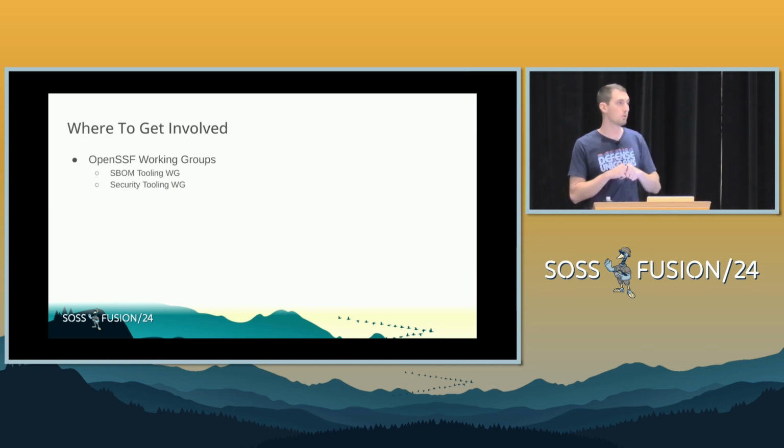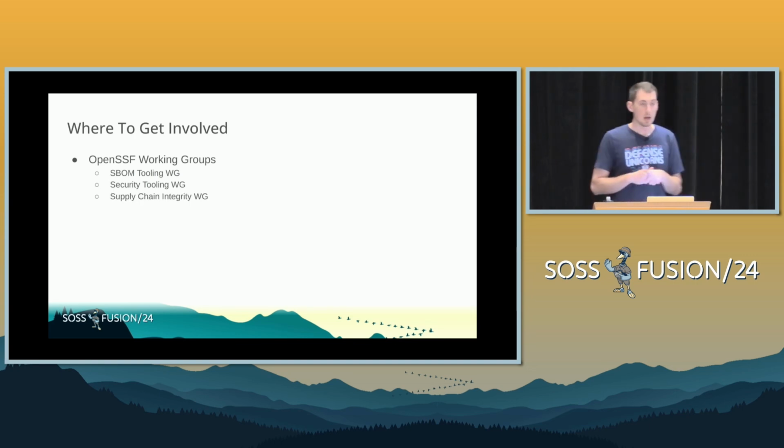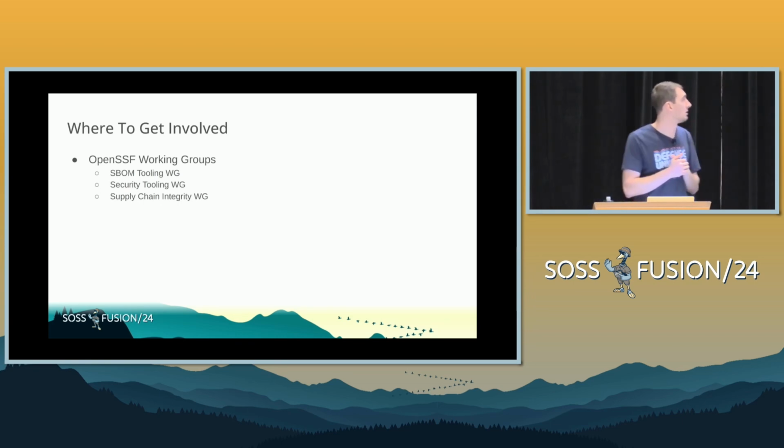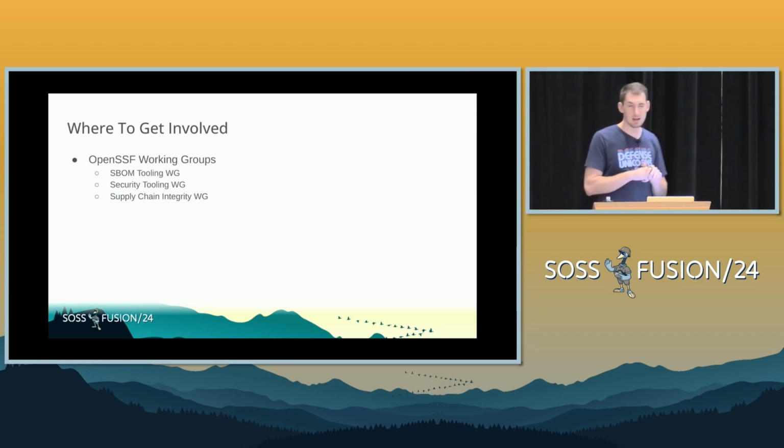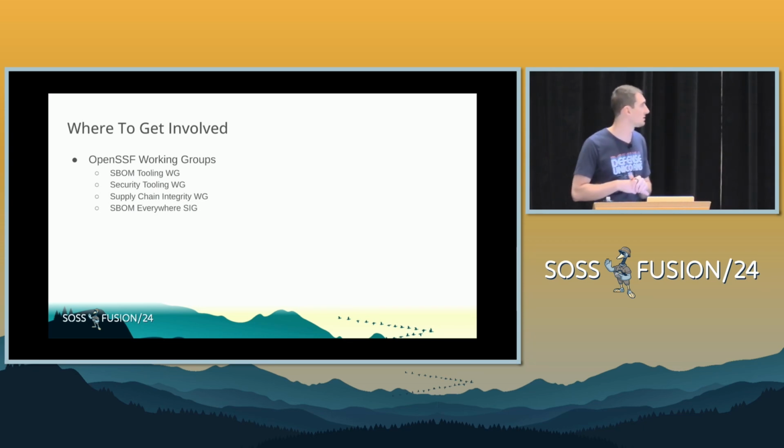The security tooling working group is also working on a lot of this stuff. Supply chain integrity is where GUAC lives, so if you're interested in GUAC or any of that stuff, go check them out. I believe they meet Wednesdays at 9 a.m. Pacific time, which is the most expensive slot. That's when every working group meets. There's the SBOM Everywhere SIG, which is part of the OpenSSF. I think that's every other Tuesday in the afternoon.